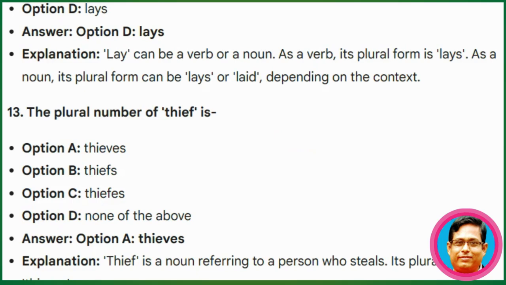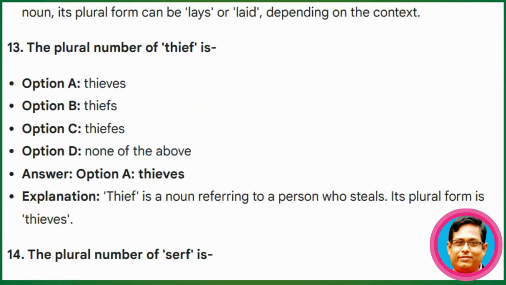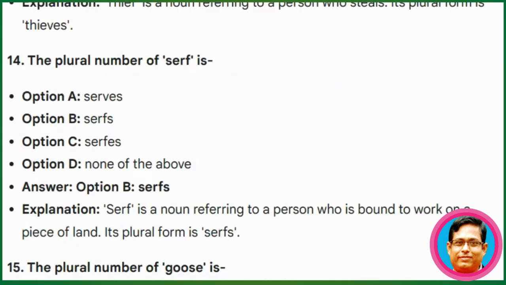13. The plural number of thief is option A, thieves. Option B, thieves. Option C, thiefess. Option D, none of the above. Answer, option A, thieves. Explanation. Thief is a noun referring to a person who steals. Its plural form is thieves.